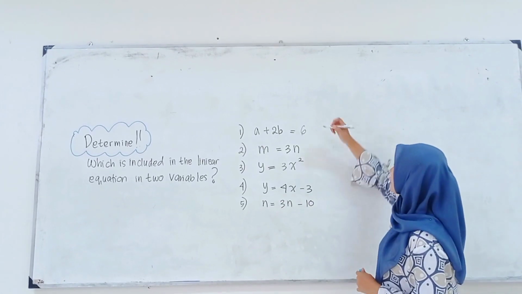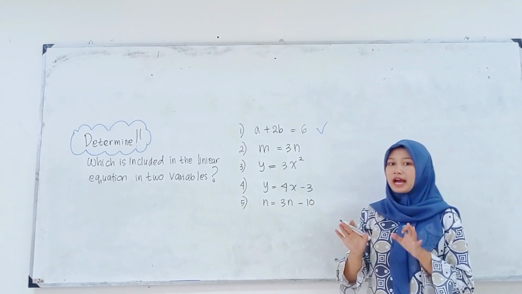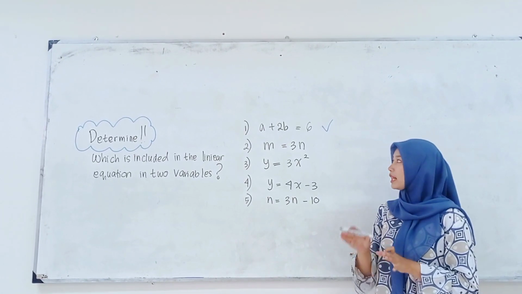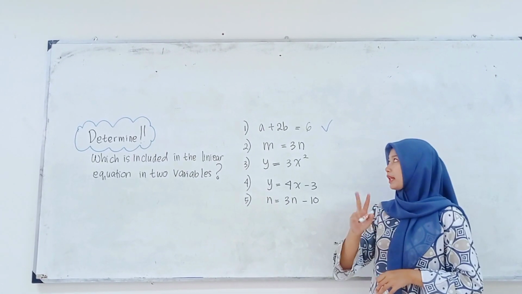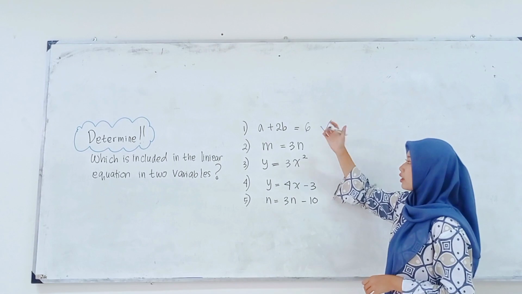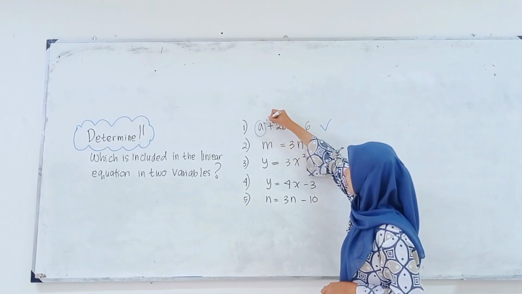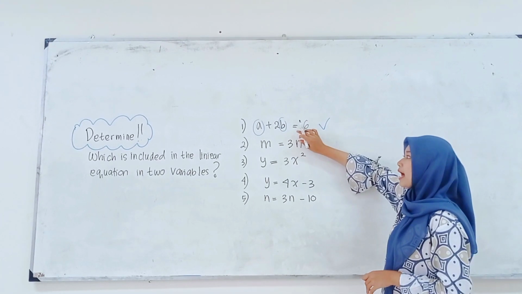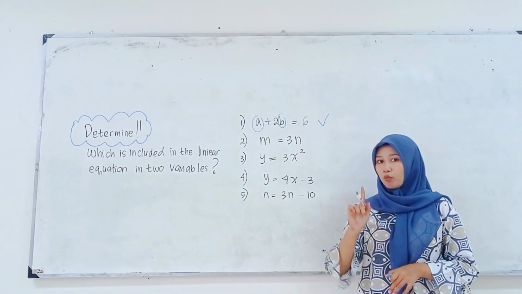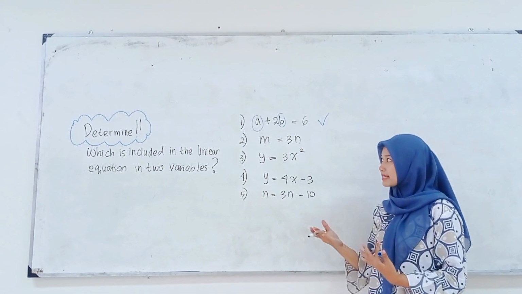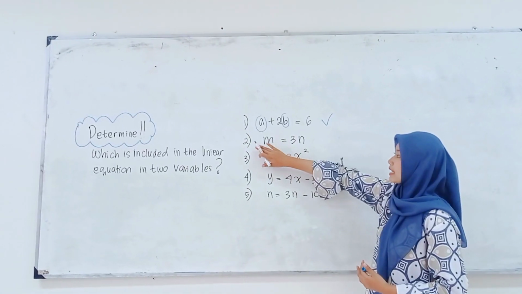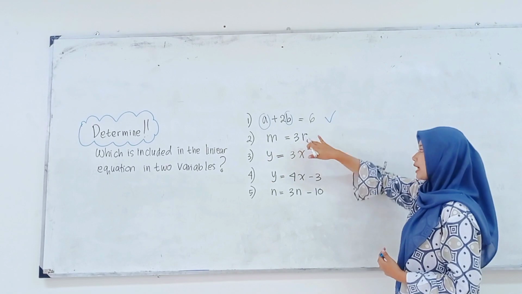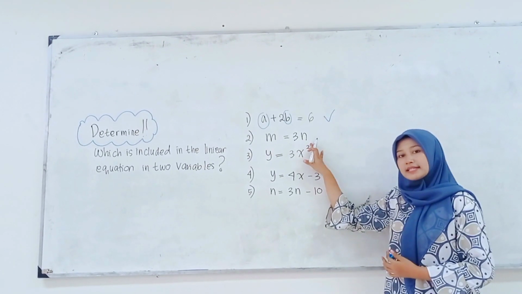Okay, that's right. This is included because the characteristic of linear equation in two variables is that it consists of two variables, and this equation consists of a and b, and the variables have the power of 1. Okay, we can go to the second question. m equals 3n. Is this included or not, guys?